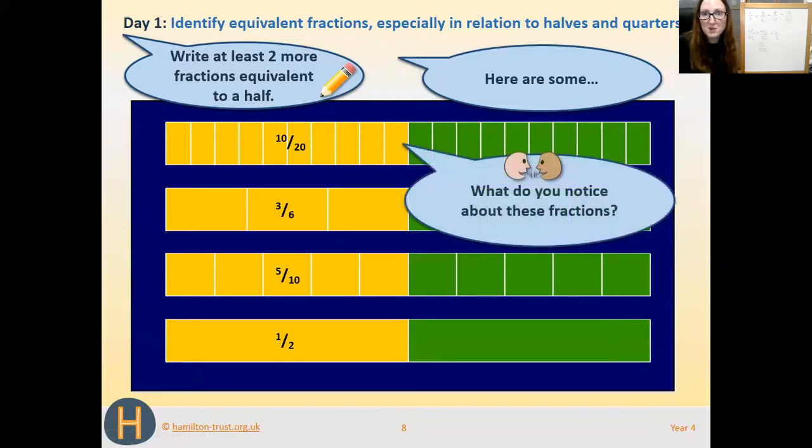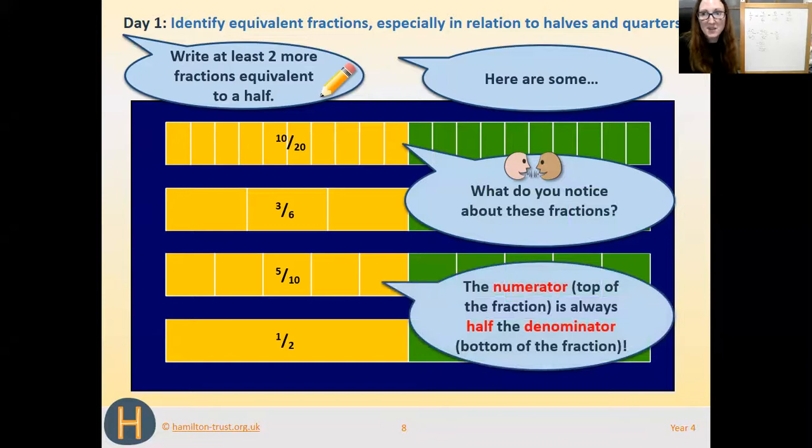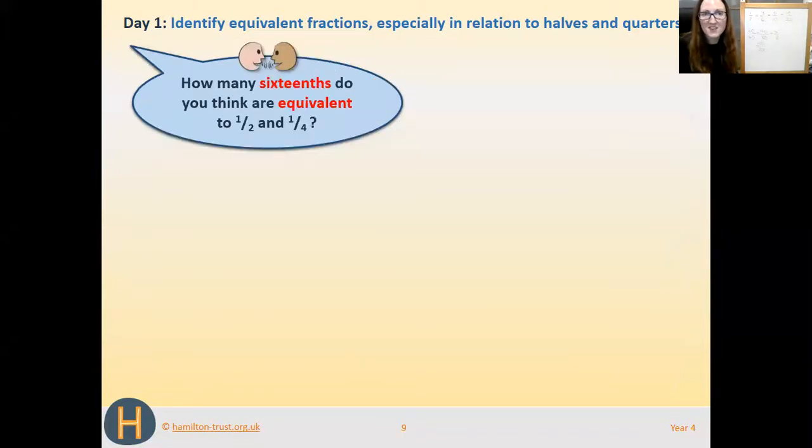There we go, we've already talked about what we noticed, don't we? That the numerator is half of the denominator. The top is half of the bottom. Okay, finally, let's do this as our final challenge. How many 16ths do you think are equivalent to a half and a quarter? A half and a quarter. So how many 16ths do you think are equivalent?